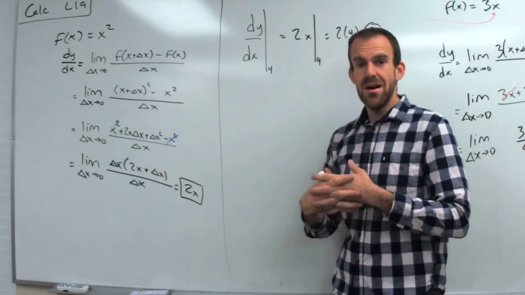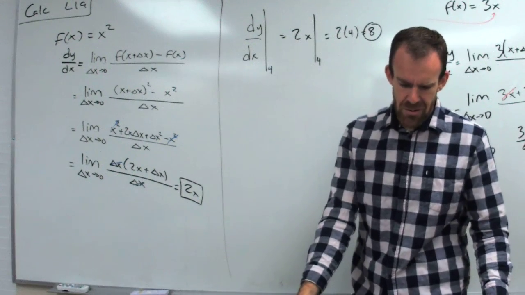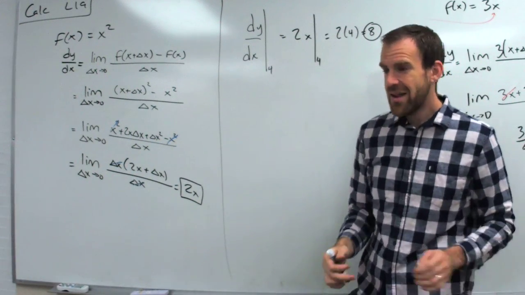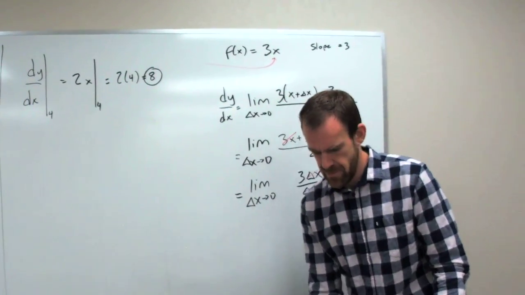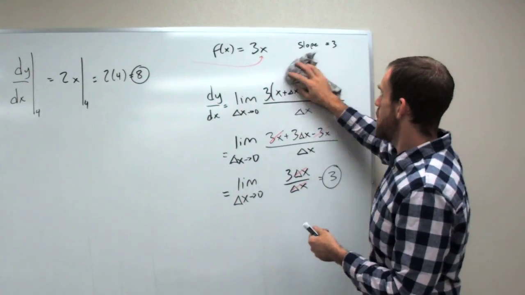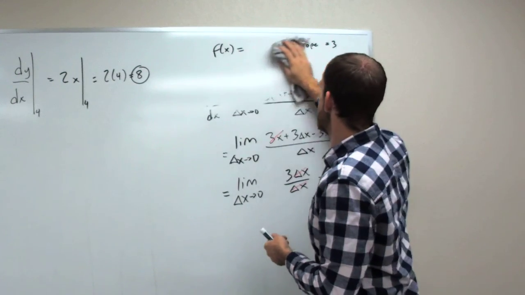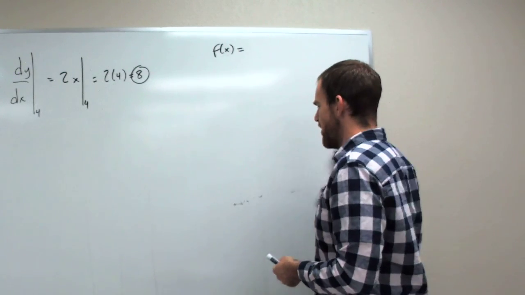You can do this a number of times with a number of different problems. A unique one that is quite tricky to do is this one. So let's let f of x equal 1 over x.